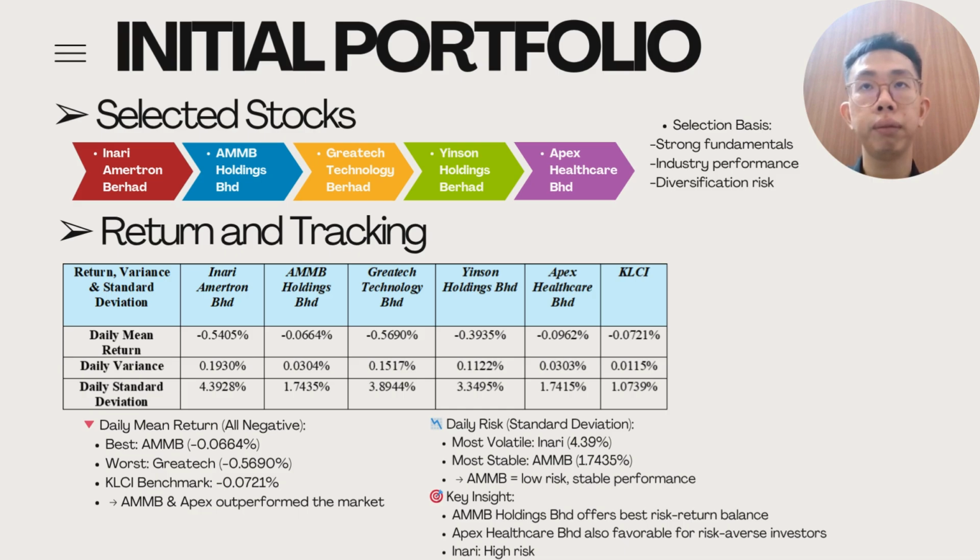For the return, these 5 stocks have bad results, negative, because the market return was also negative. The best return is AMMB Holding Berhad, and the worst stock is Greentech Technology Berhad. But compared with the KLCI, AMMB Holding Berhad and Apex Healthcare Berhad are outperforming the market. For the risk, the most volatile is Inari Aluminum Berhad, and the most stable is AMMB Holding Berhad. This means that Inari had a higher risk and AMMB Holding had a lower risk.